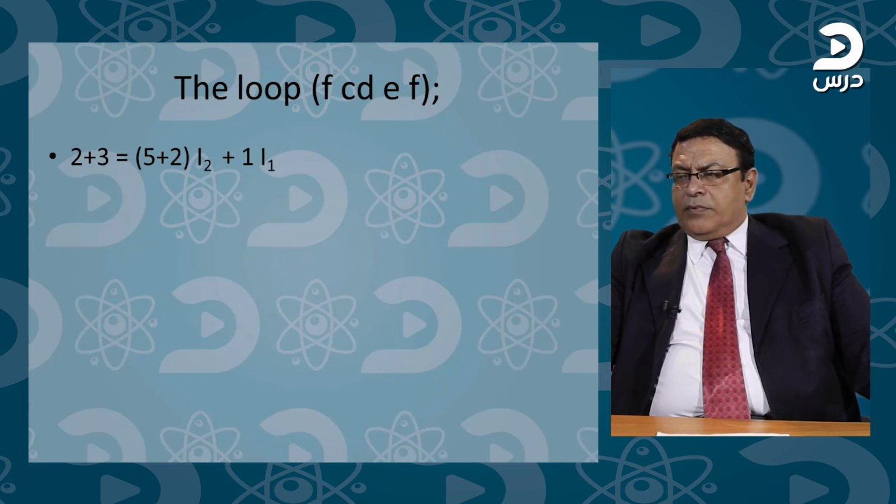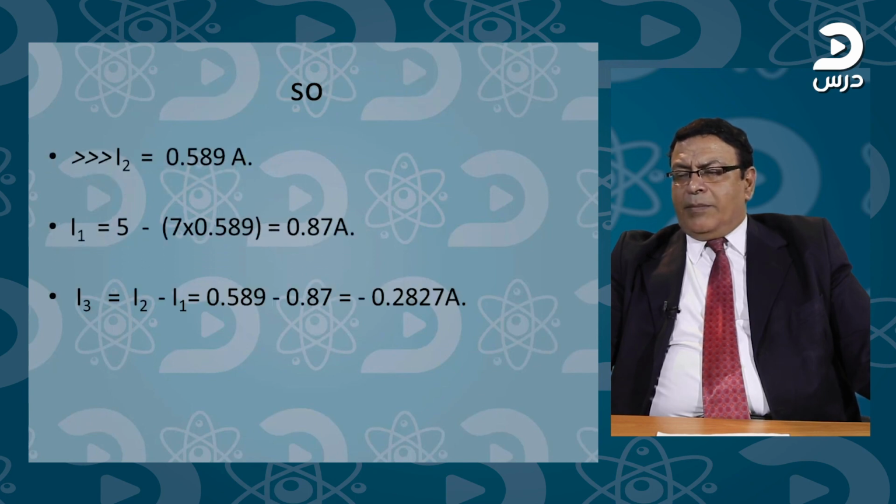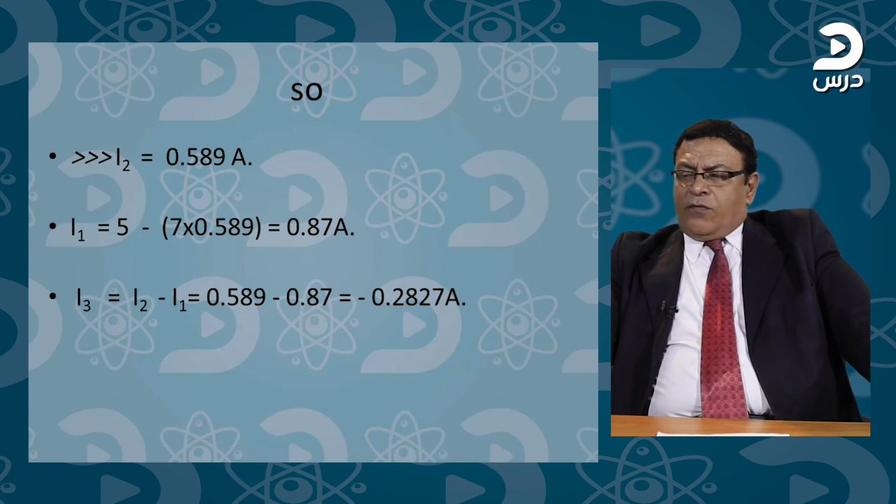So the loop FCDEF: 2 plus 3 equal 5 plus 2I2 plus 1I1. So I2 equal 0.589 ampere and I1 equal 5 minus 7 multiply 0.589 equal 0.87 ampere. And I3, of course, I2 minus I1, will be 0.589 minus 0.87 equal negative 0.2827 ampere.